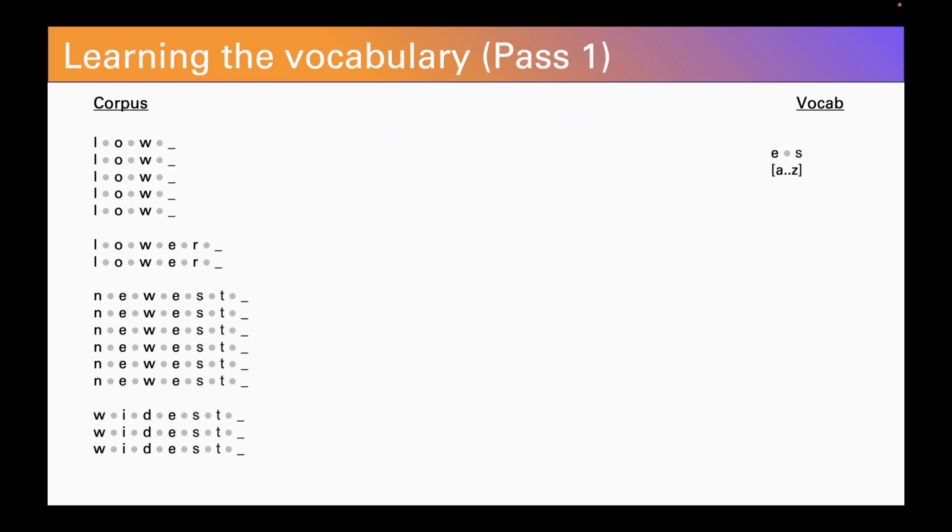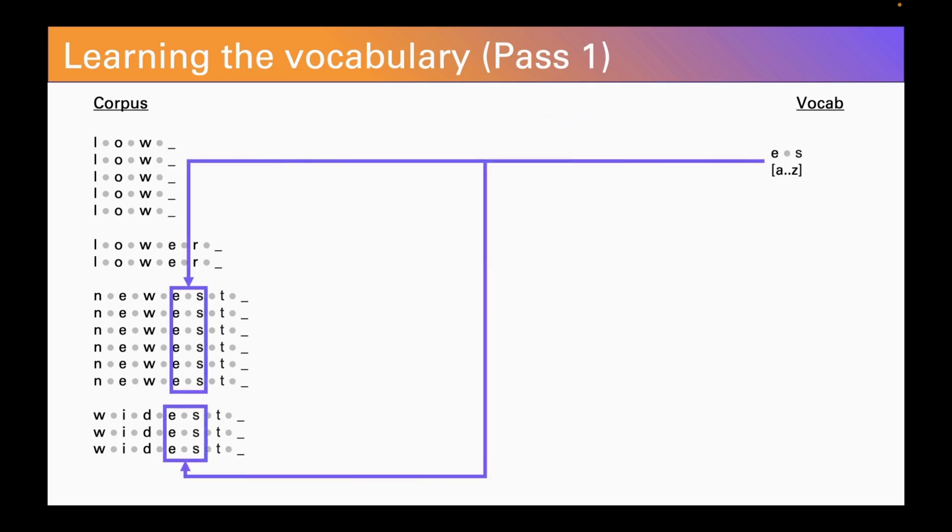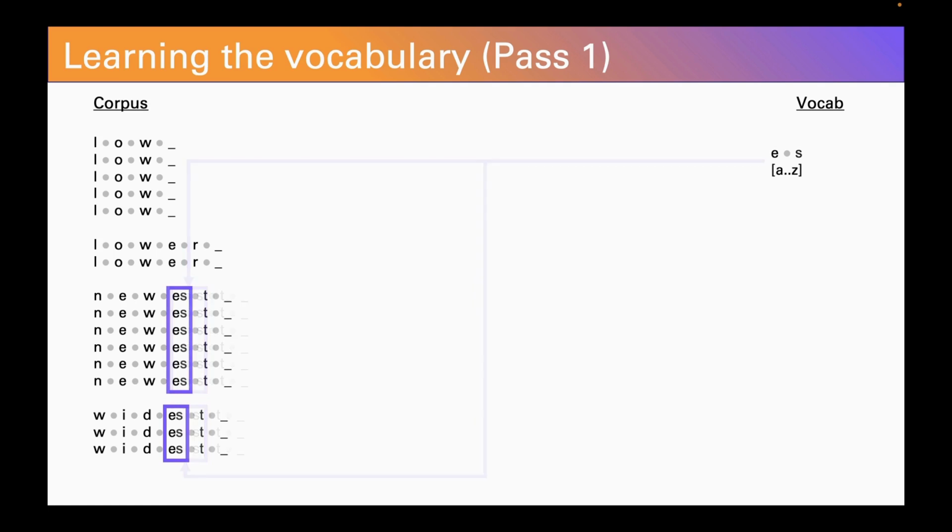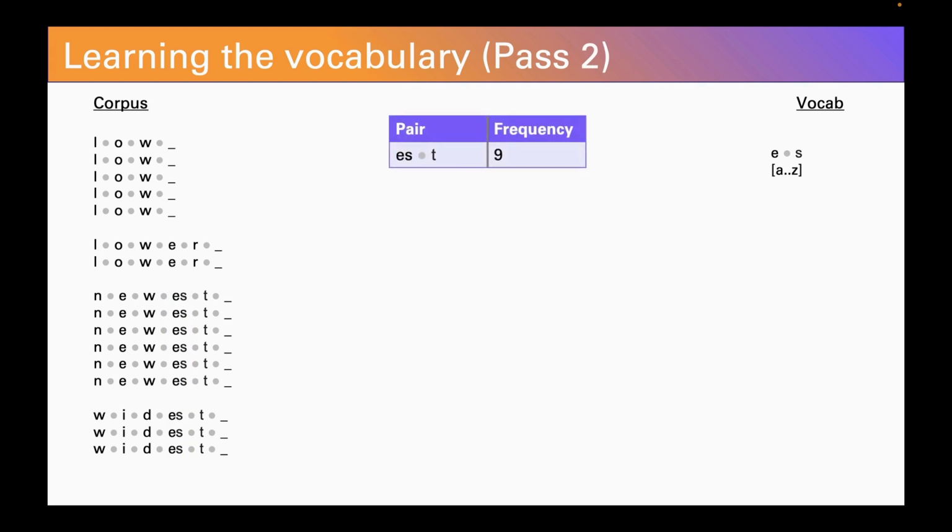We then reprocess our corpus with our new vocabulary. We take all occurrences of E paired with S, and we transform them into a new ES character. So now ES together are going to be treated as if they were a single character, even though to us, they're considered separate characters. Then we repeat the process.